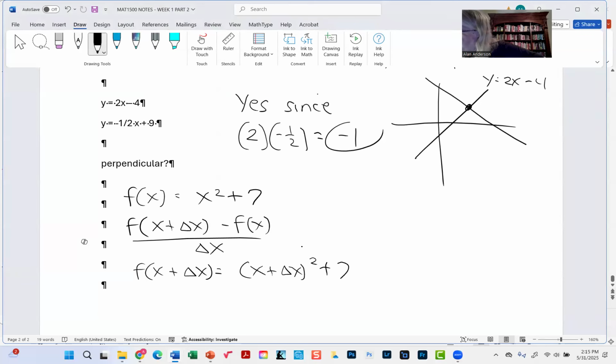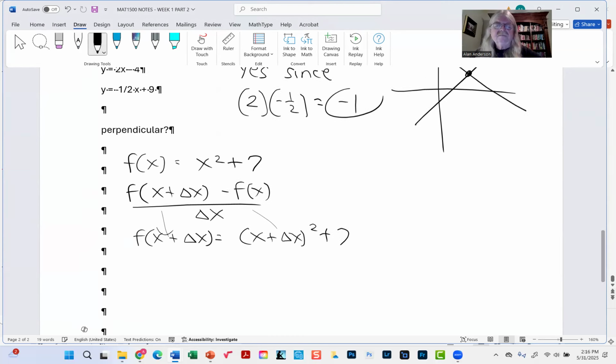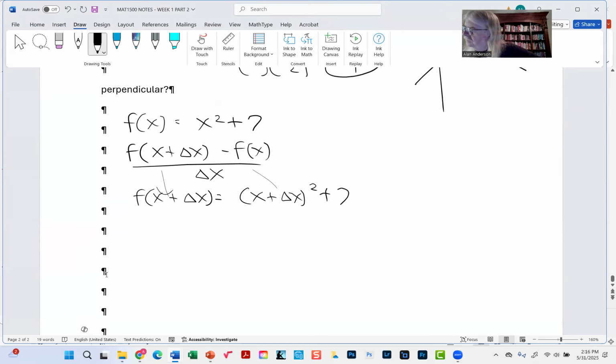So if you notice, what happened was the x was replaced with x plus delta x. Now, of course, we have to square it. Now, here you've got a couple of choices. This will depend on what math classes you've had before.